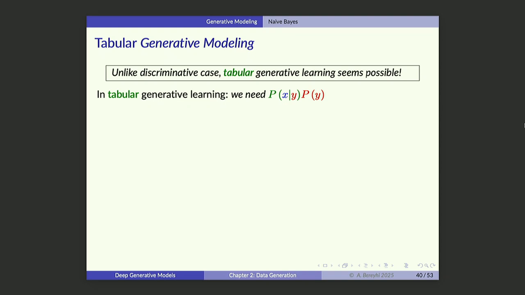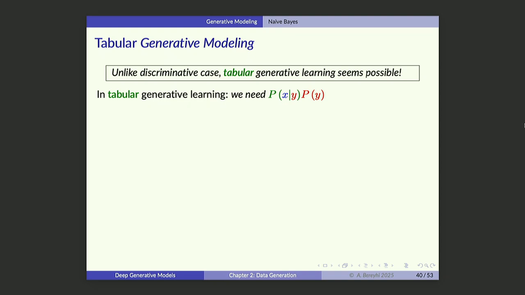So how can I do it? Let's look at this one. If I want to learn a generative model, I need to approximate this distribution, right? I need to approximate the distribution of y, the distribution of the label, and the distribution of x given y. Clear?